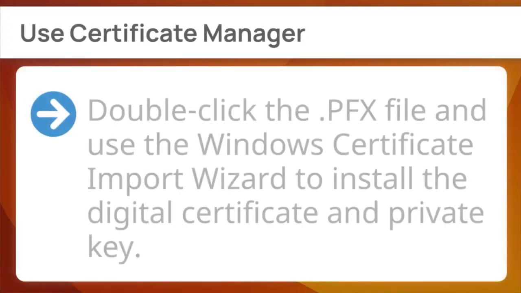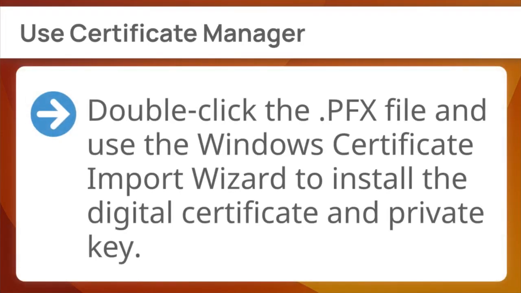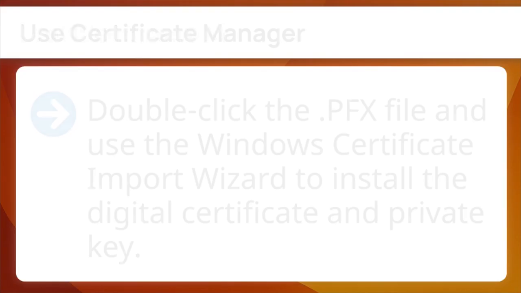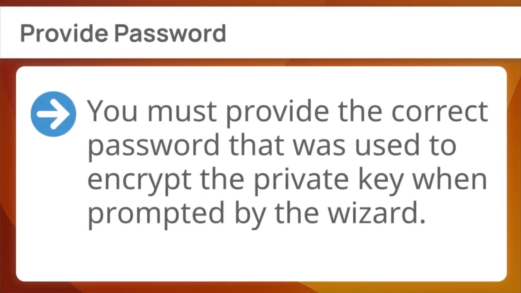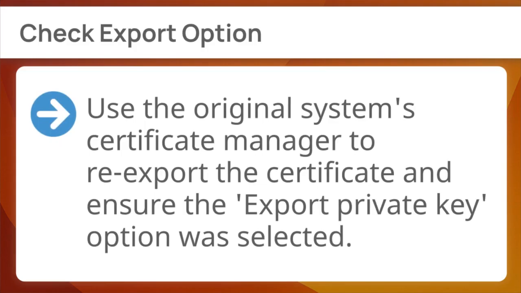First, use Certificate Manager. Double-click the PFX file and use the Windows Certificate Import Wizard to install the digital certificate and private key. Next, provide the password. You must provide the correct password that was used to encrypt the private key when prompted by the wizard. Finally, check the Export option. Use the original system's Certificate Manager to re-export the certificate and ensure the Export Private Key option was selected.